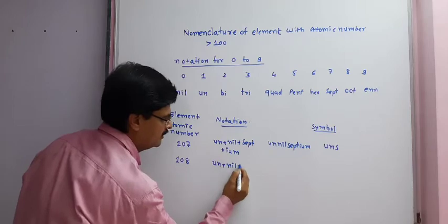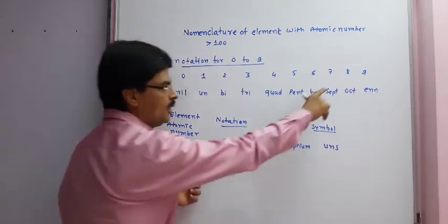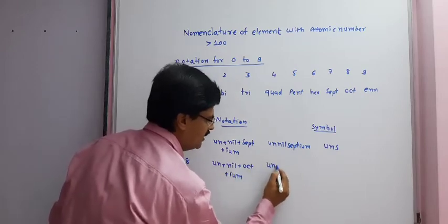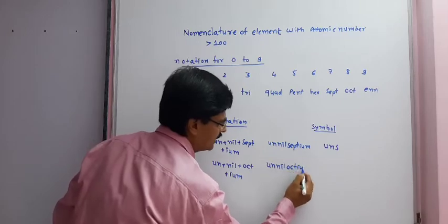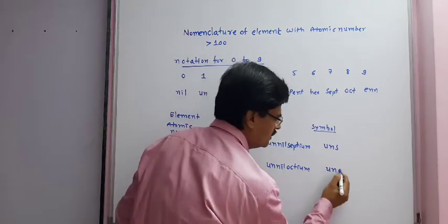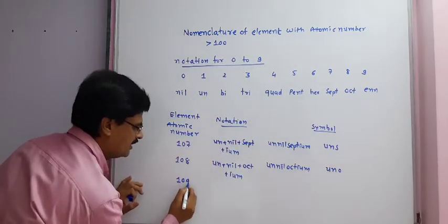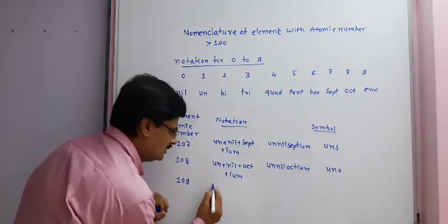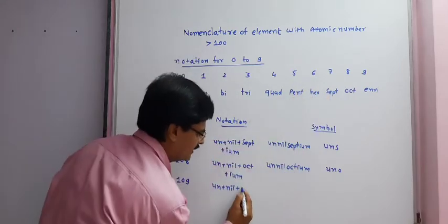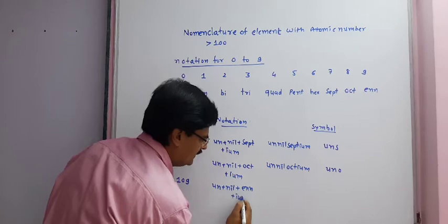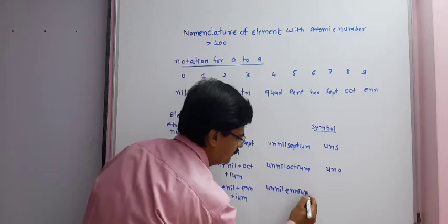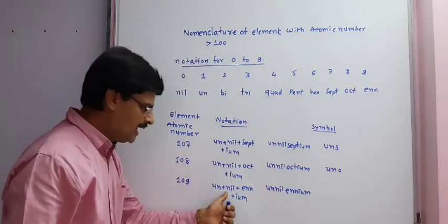Now for 108. Un plus nil plus for 8 oct plus ium. So the name will be unniloctium and the symbol will be UNO. Now for 109 element, Z is equal to 109. Un plus nil plus for 9 we have enn plus ium. So the name will be unnilennium and the symbol will be UNE.